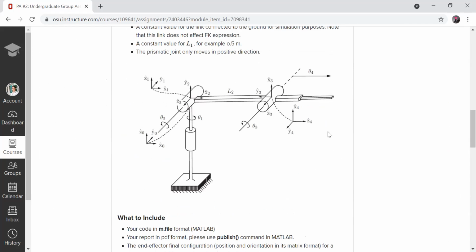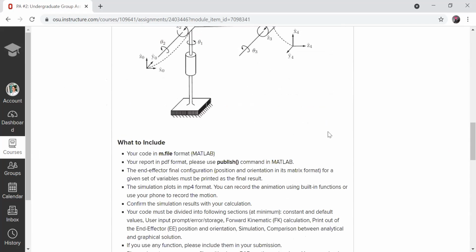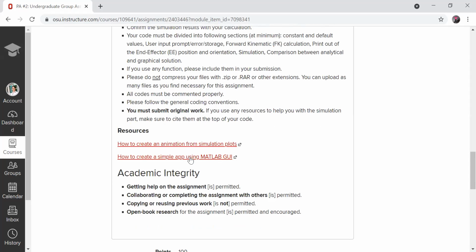If you haven't used a GUI, there's a link in this assignment that tells you about it. So this is the robot of this question for both parts. If you haven't worked with a GUI, you can check this. If you're an undergrad, I don't expect the GUI part yet, unless I specifically told you that you have to have the GUI, okay?